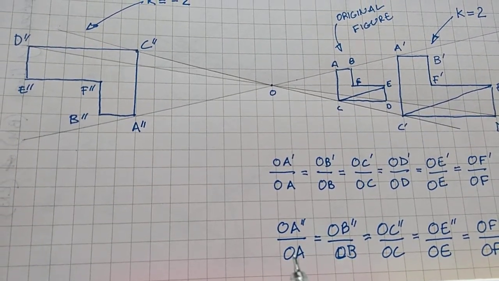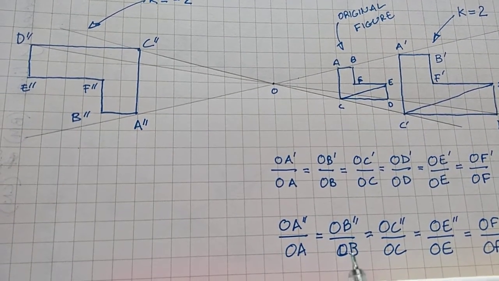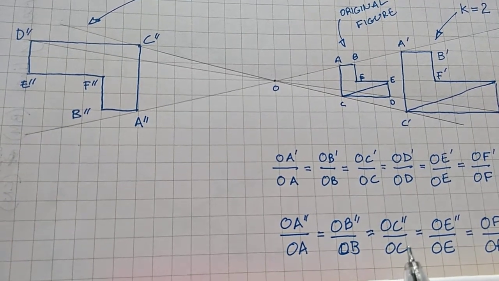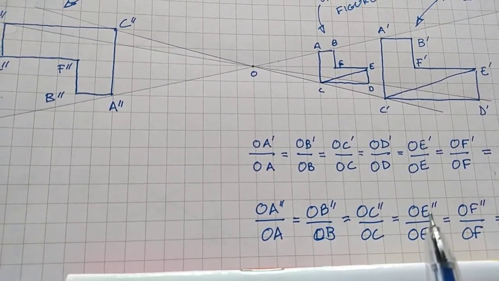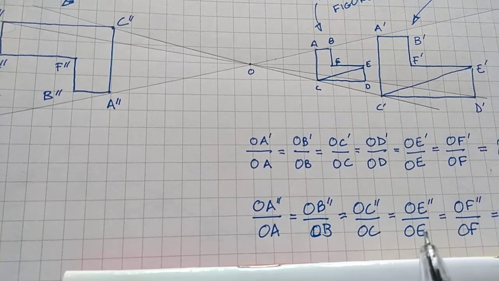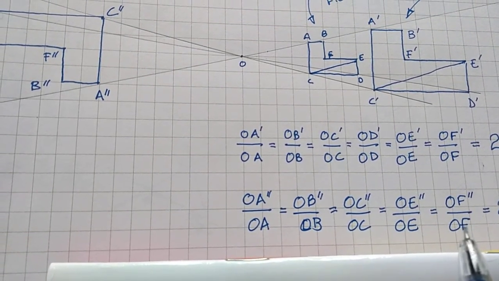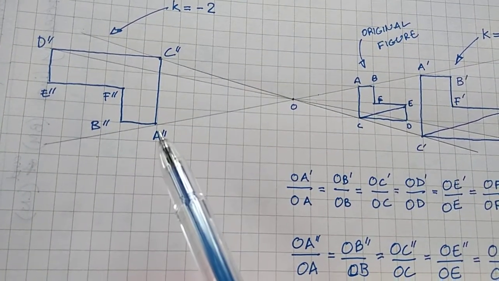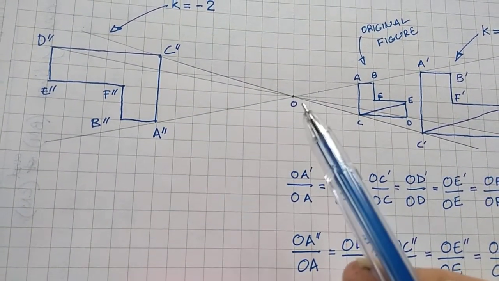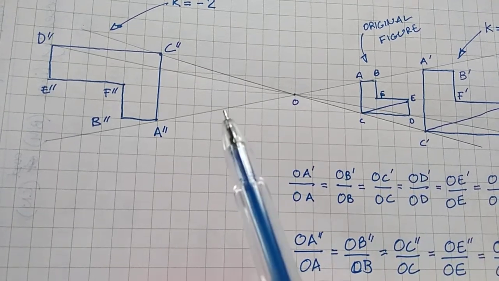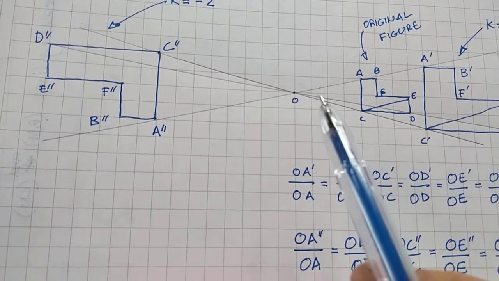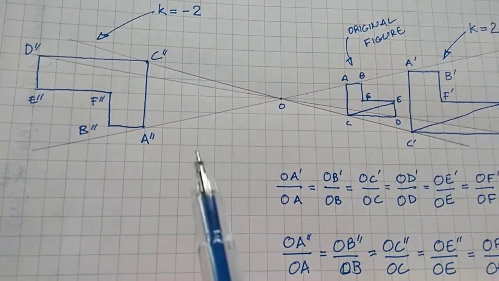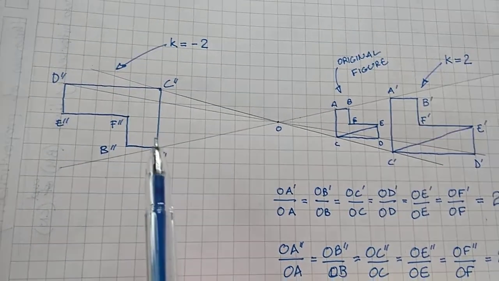OA prime sur OA est égal à OB prime sur OB, OC prime sur OC, OE prime sur OE, OF prime sur OF est égal à 2. So here also you see OA prime divided by OA is 2, OC prime divided by OC is 2, and basically you have a figure again which is twice the size.